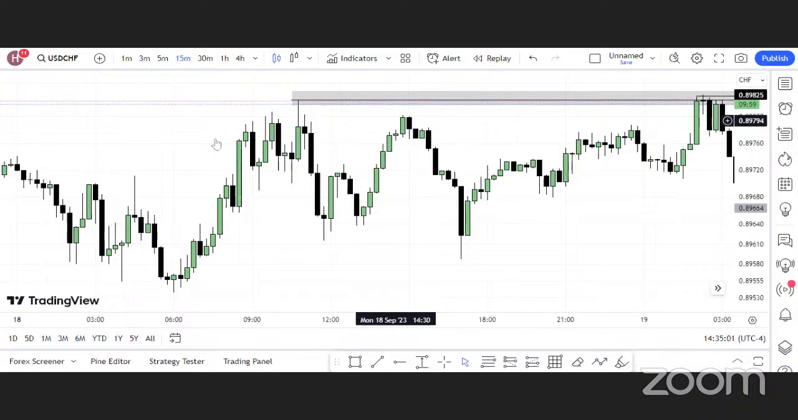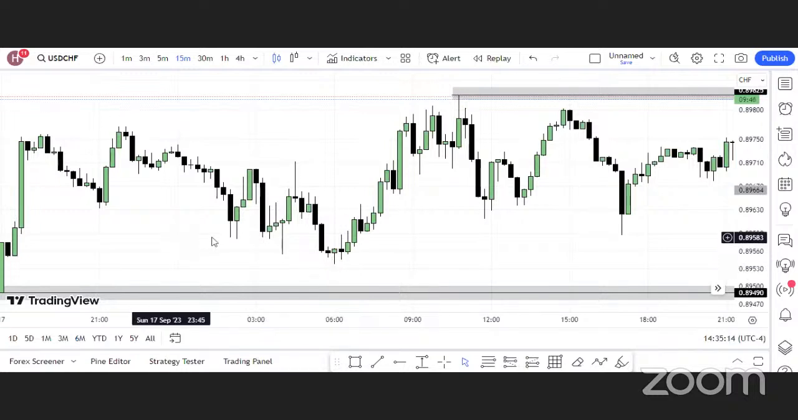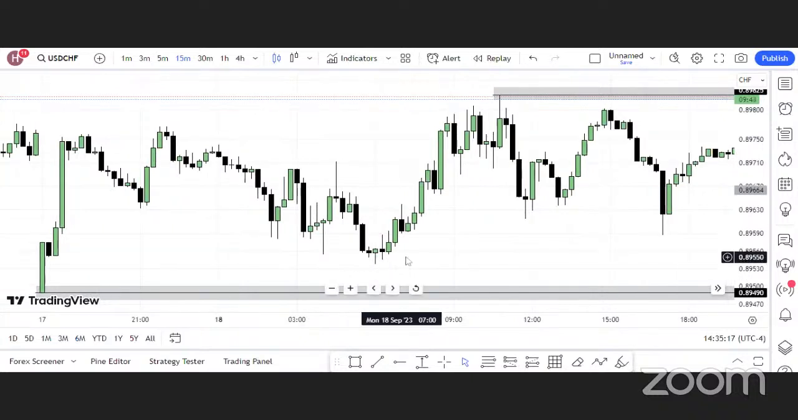So what we want to be looking at is, look at this. Look at this also. We have this small body and the long wick. But we wouldn't take this. Why? Because it's not on our support or resistance zone. So we wouldn't take this because it's not on our support or resistance zone.